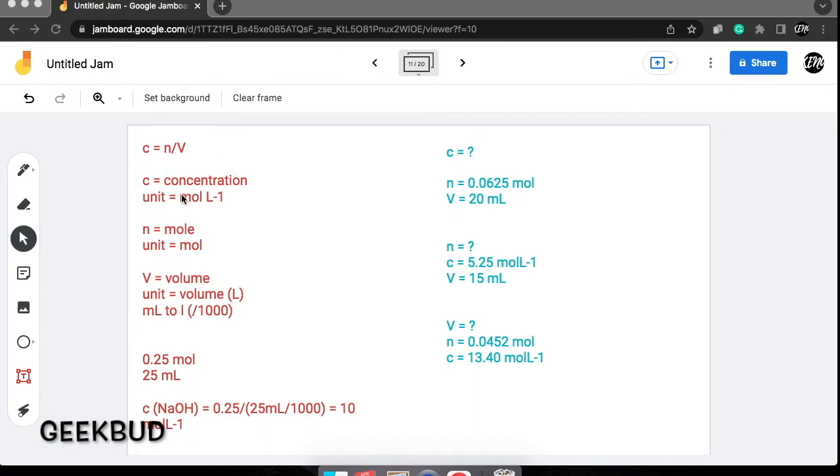So C equals concentration, and the unit for concentration is mole per liter, mol L^-1. N is mole, and the unit for mole is mol, so just taking off the E. V is for volume, and the unit for volume is liters, but note that in most chemistry questions you're often always going to get the volume in milliliters.